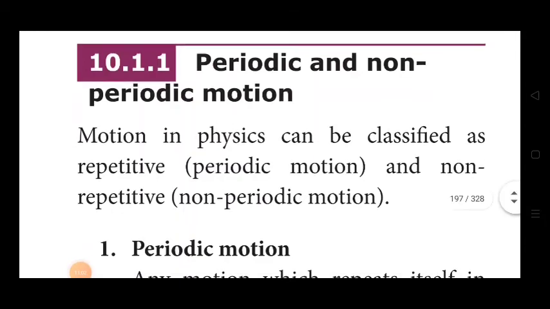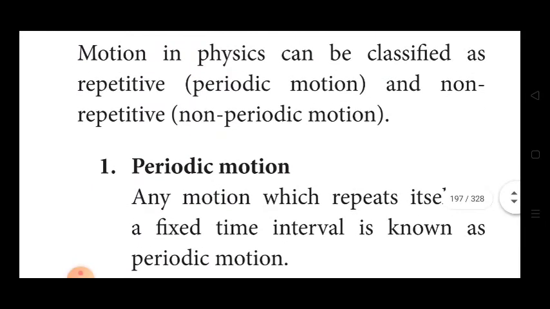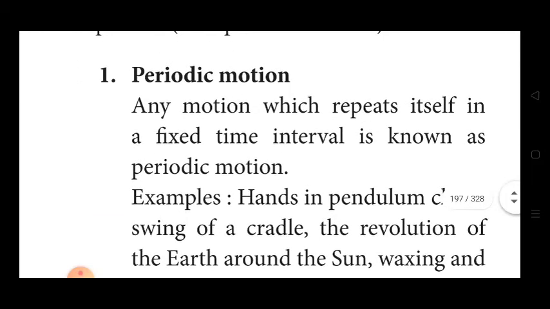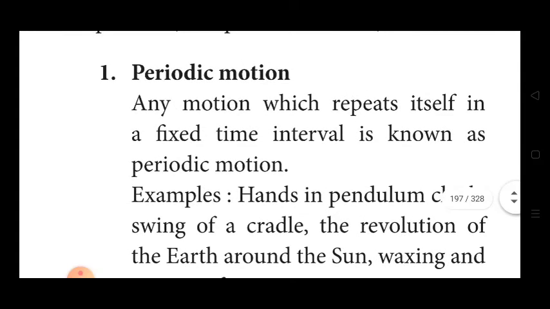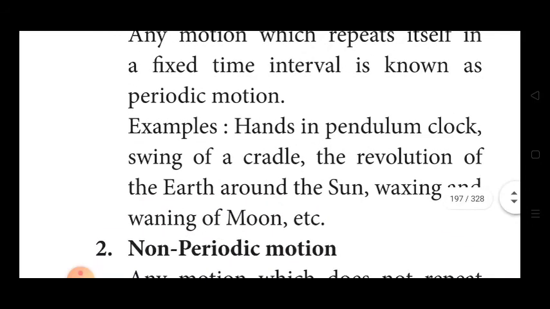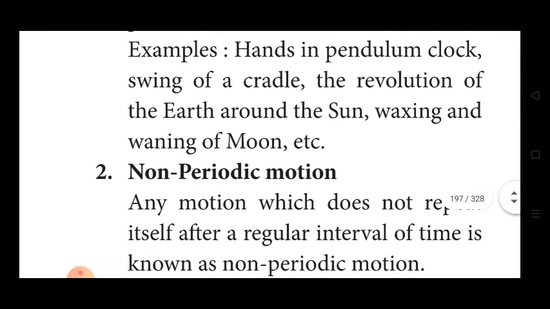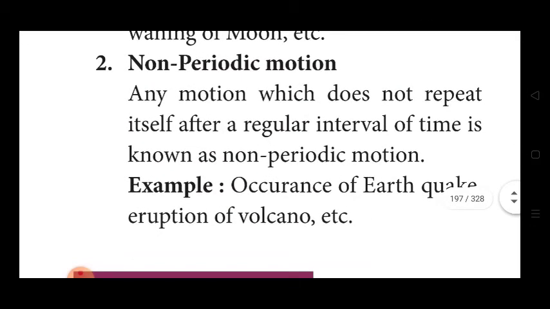Motion in physics can be classified as periodic motion and non-periodic motion. What is meant by periodic motion? Any motion which repeats itself in a fixed time interval is known as periodic motion. Examples: hands in a pendulum clock, swings of a cradle, the revolution of the earth around the sun, waxing and waning of the moon, etc. Non-periodic motion: any motion which does not repeat itself after regular intervals of time is known as non-periodic motion. Examples: occurrence of an earthquake or eruption of volcanoes, etc.